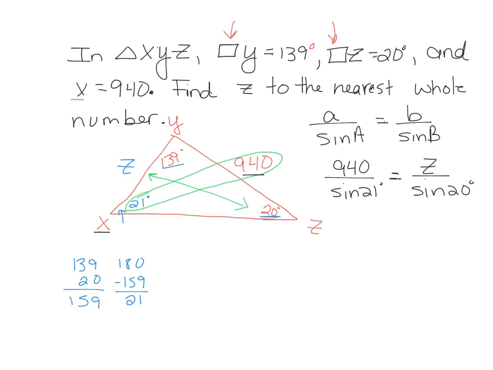Okay, we're going to cross multiply. So these two go together and these two. So I get 940 times the sine of 20 equals Z times the sine of 21. I'm actually expecting an answer pretty close to 940, kind of similar because these angles are pretty close to each other. It's not going to be super, super close, but if it's pretty close, I won't be surprised. So from there, I'm going to divide by sine of 21.